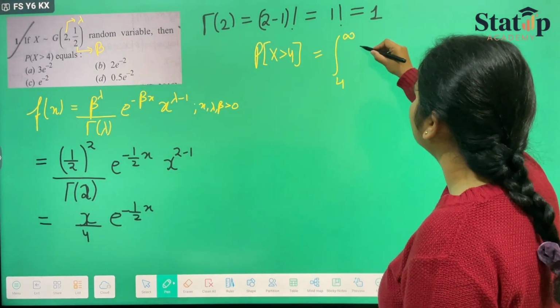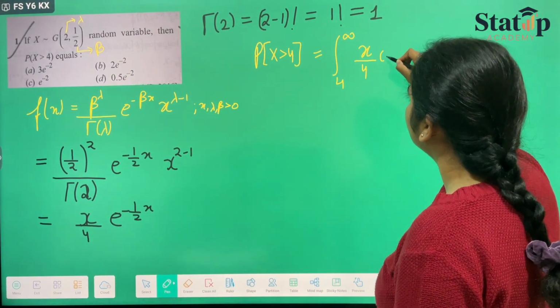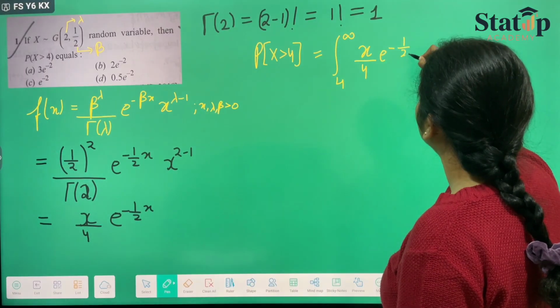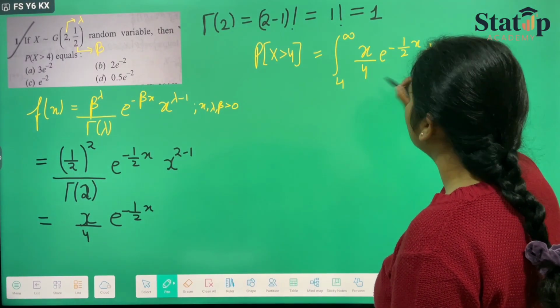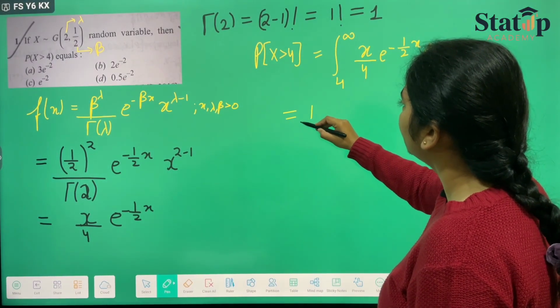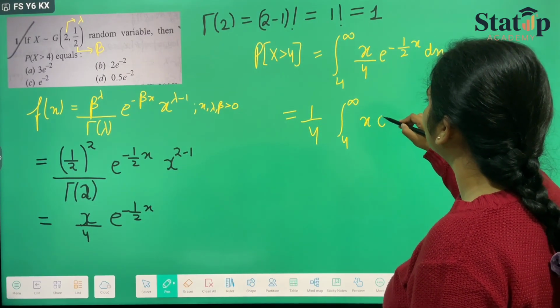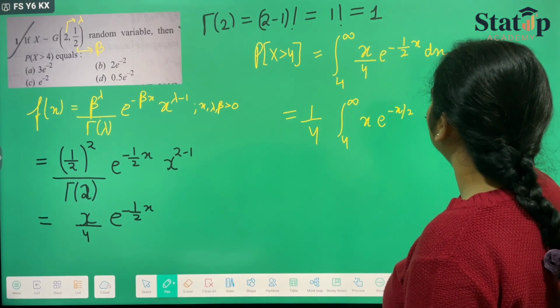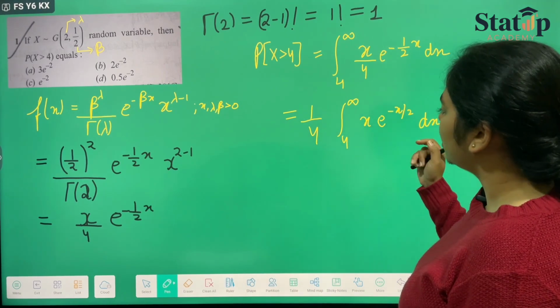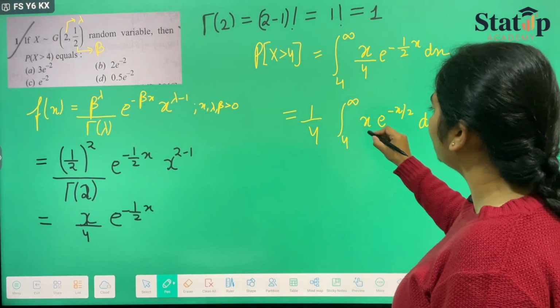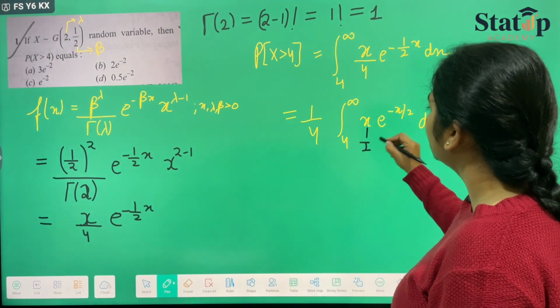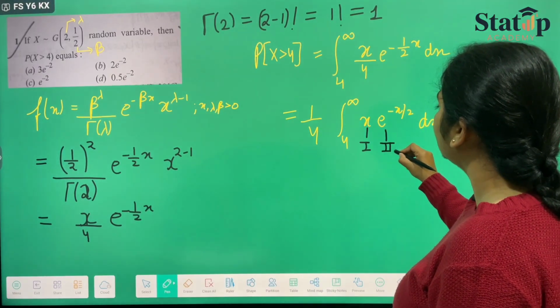Fx we have calculated x upon 4 e raised to the power minus 1 by 2 x dx, and this will be 1 upon 4 integration 4 to infinity x e raised to the power minus x by 2 dx. Now this will be the integration of two components. One is this, let us consider one this and second this.